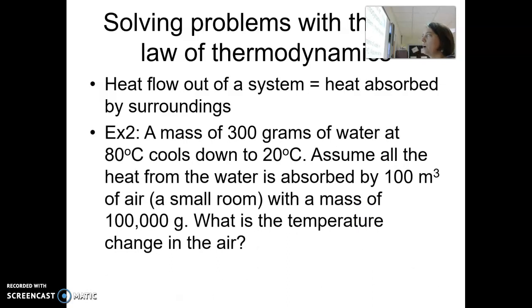So, second example, a mass of 300 grams of water at 80 degrees Celsius cools down to 20 degrees Celsius. Assume all of the heat from the water is absorbed by 100 cubic meters of air, which is a small room, with a mass of 100,000 grams. What is the temperature change in the air? So please write that down.